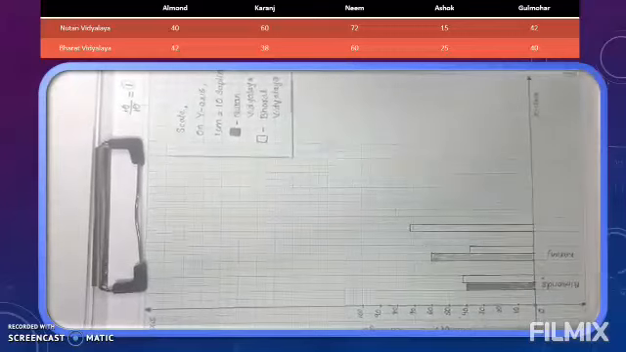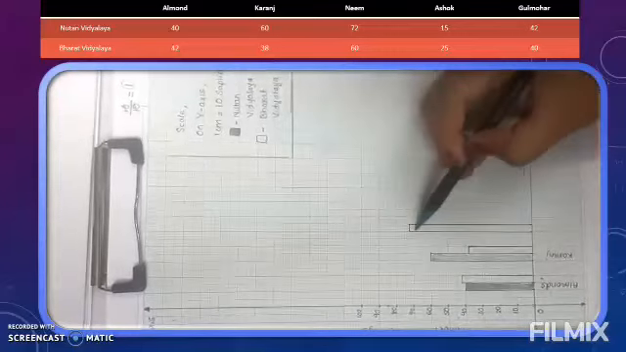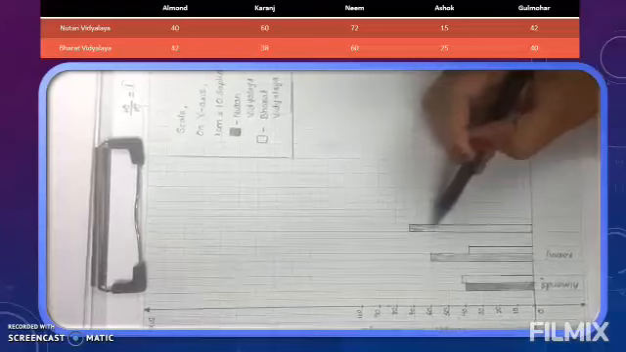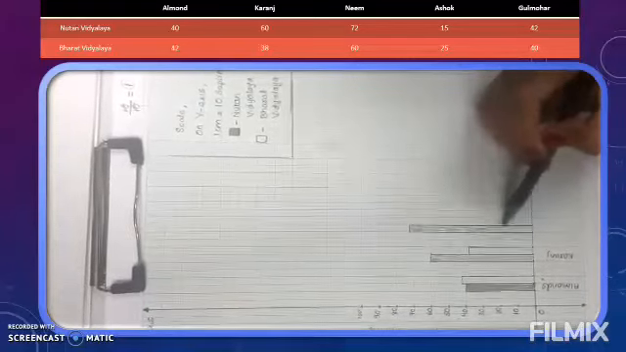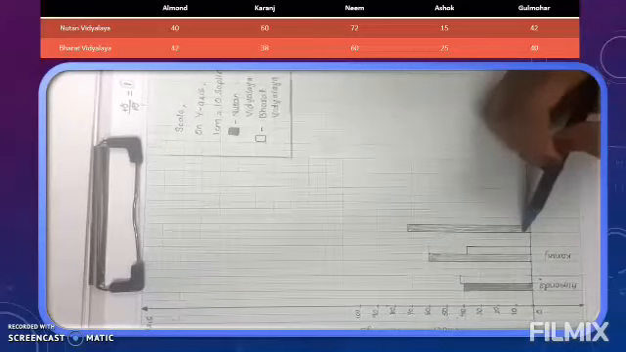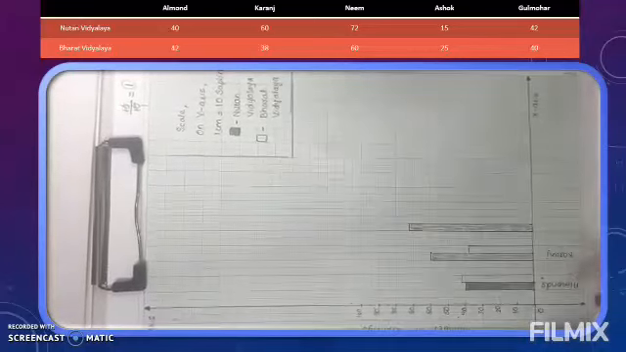Now again this bar is showing information about Nutan Vidyalaya. So what you will do? You will shade it properly. Again I am going a little fast and shading it roughly. You will shade it properly. Now this I did for Nutan Vidyalaya.